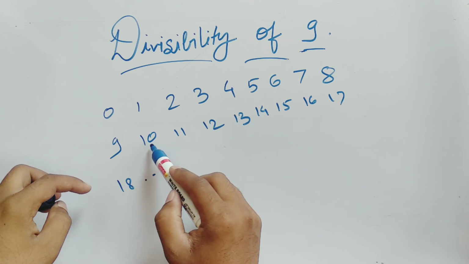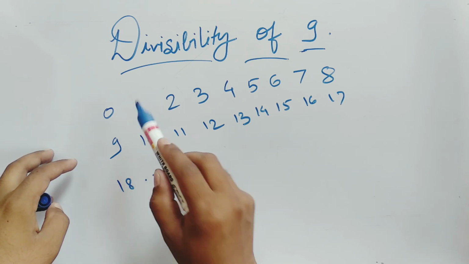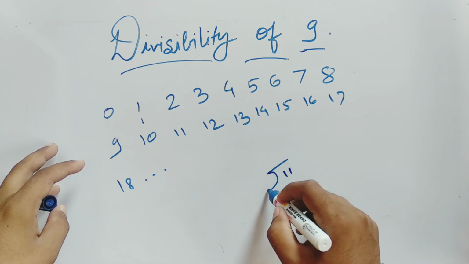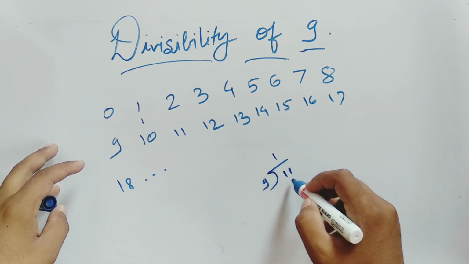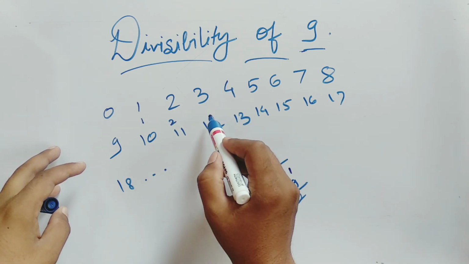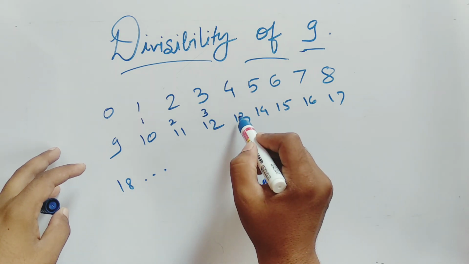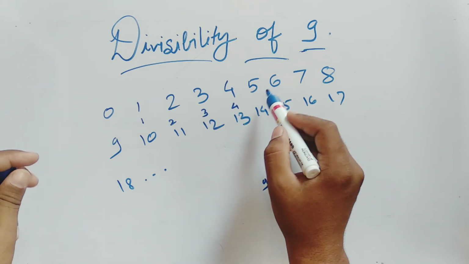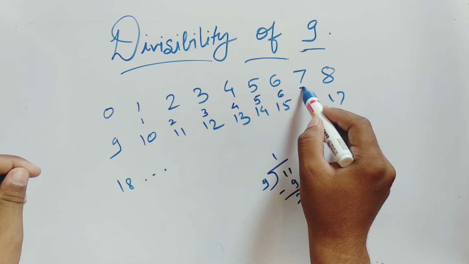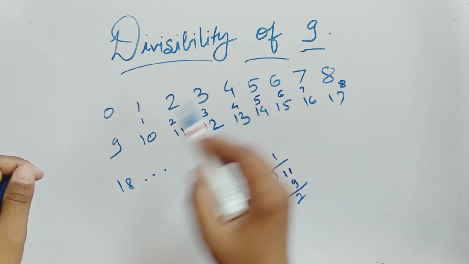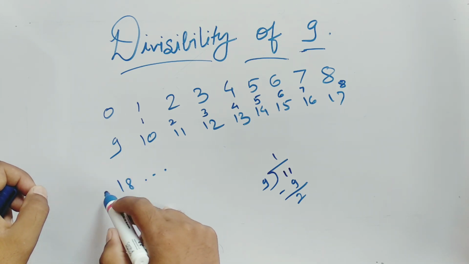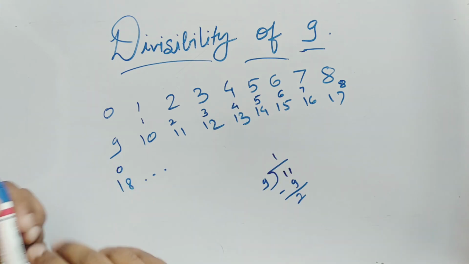When 10 is divided by 9, we get the remainder 1. Now for 11, when 11 is divided by 9, 9 ones are 9 and we get 2 as the remainder. Similarly for 12, we get 3 as a remainder. For 13, we get 4. For 14, we get 5, for 15 we get 6, for 16 we get 7, for 17 we get 8, and for 18, as 18 is completely divisible by 9, we get the remainder 0.